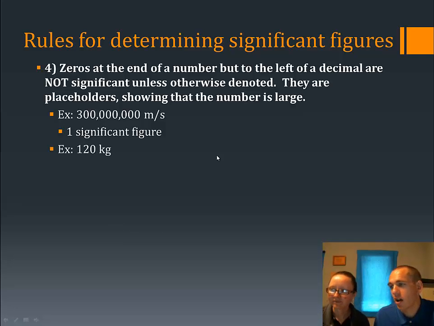Okay, 120 kilograms. That zero is at the end, so it doesn't count. So two significant digits. Yep, two significant figures.